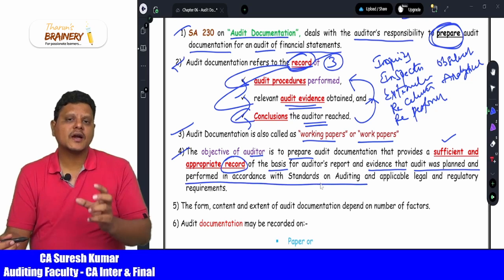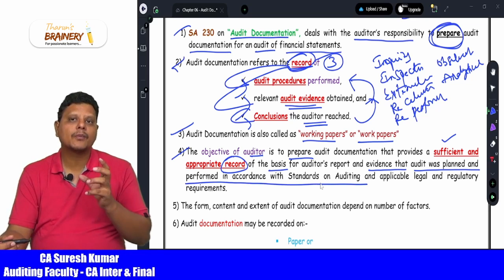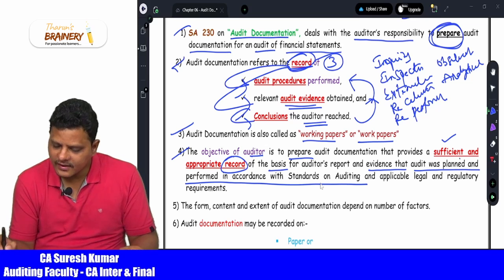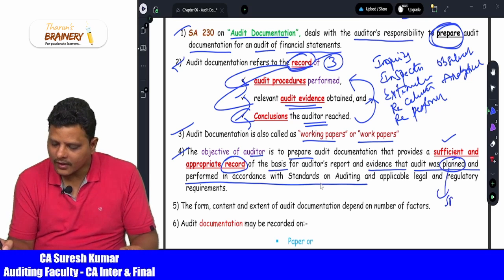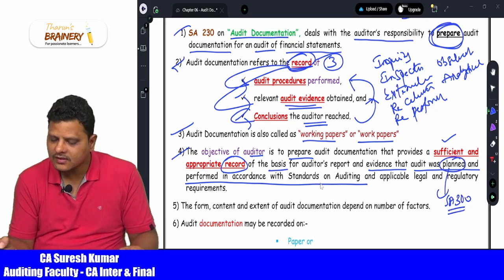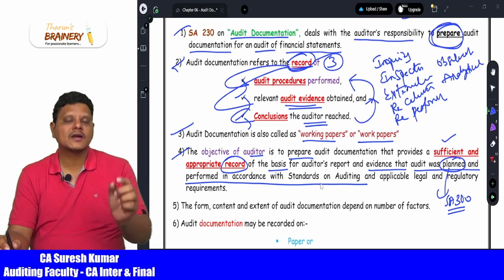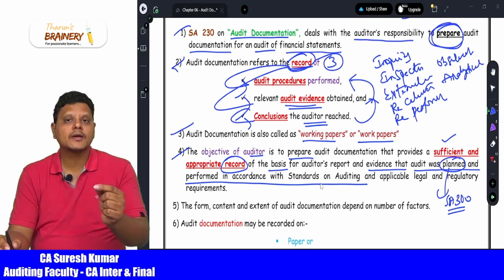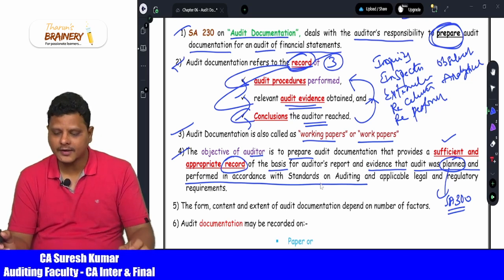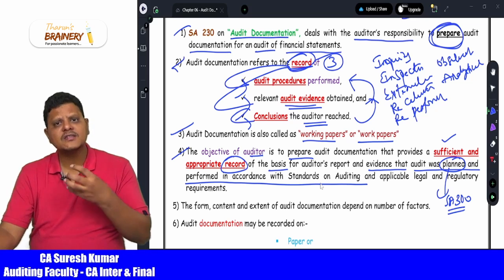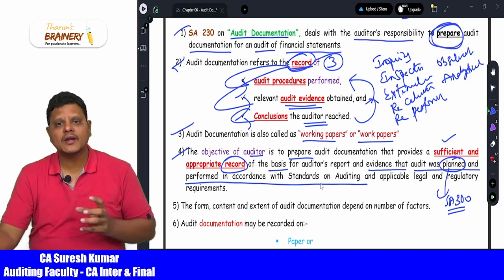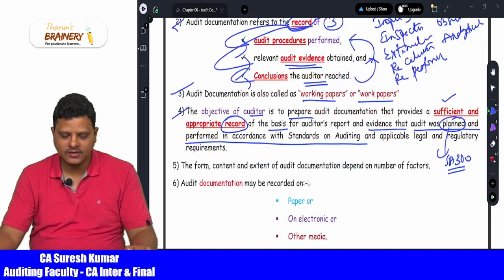So there is one standard which requires that the auditor should plan for an audit of financial statements. The standard is SA 300. What did SA 300 tell the auditor? It is the auditor's responsibility to prepare a perfect plan before commencement of the audit. Now, what plan he has prepared, how he has executed it, and how he has reached the conclusions, all these things are to be recorded in the documentation process.